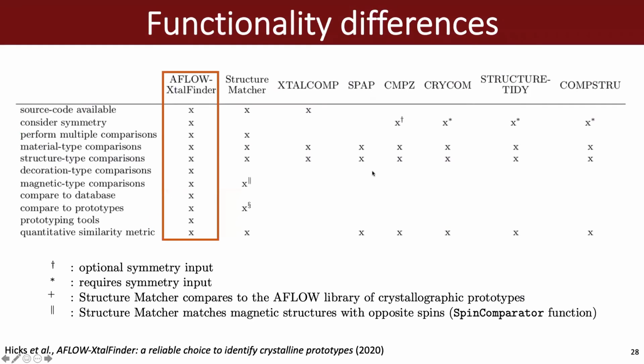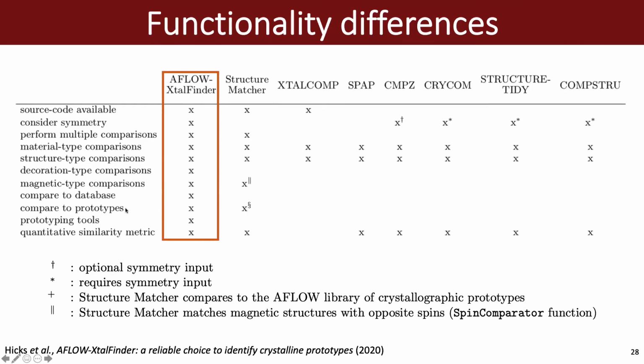So I did mention that there are other comparison codes available to the community, but what I really want to highlight is that AFLOW-XtalFinder is not just a comparison code in itself. It does more than that. In particular, it's a prototyper. And none of the other codes are able to cast a structure into this prototype designation, which is probably one of the most important features of this module.